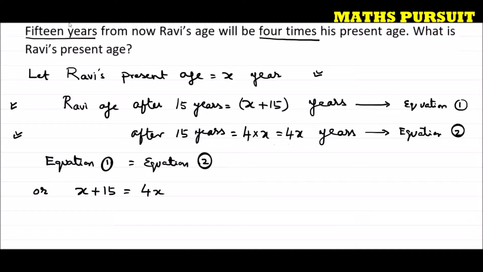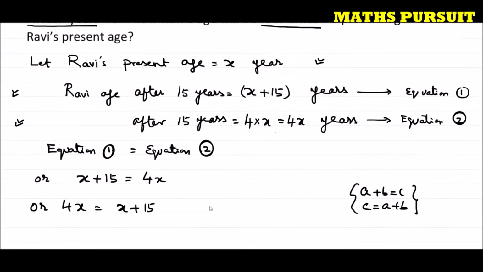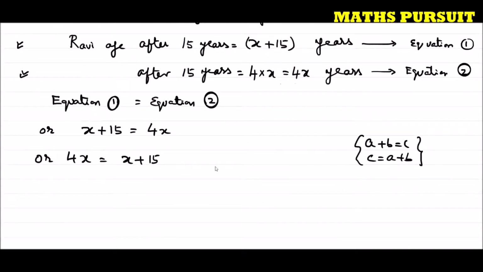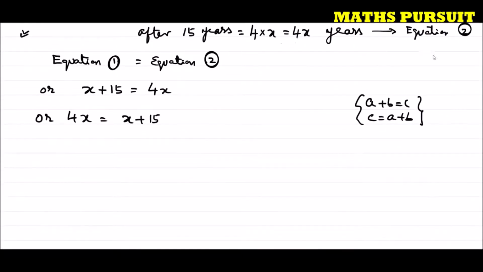Hope guys, till here I am very clear. What we got? We got x plus 15 is equal to 4x. Or in other words, I can write 4x is equal to x plus 15. Why am I writing it this way? So that it will be very easy for us to make the calculations. This is the same as a plus b is equal to c, or I can write c is equal to a plus b. In any way I can write, nothing wrong is going to happen. So we now have 4x is equal to x plus 15.